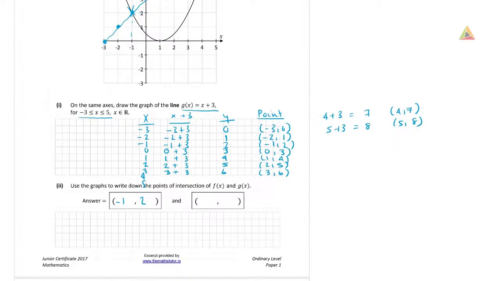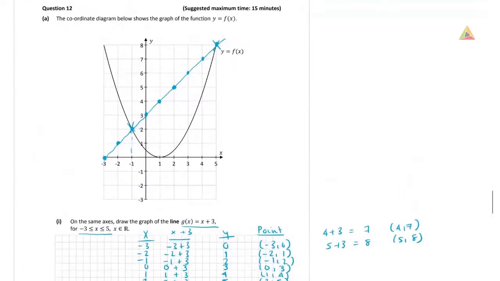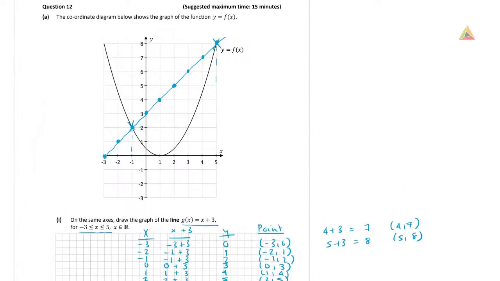And then the second point of intersection, let's go back up to the graph. So let's read the x value. The x value is 5 and the y value is 8. So it's the point 5, 8.